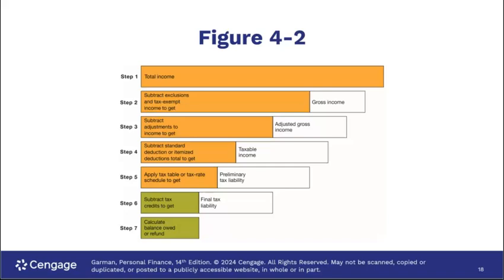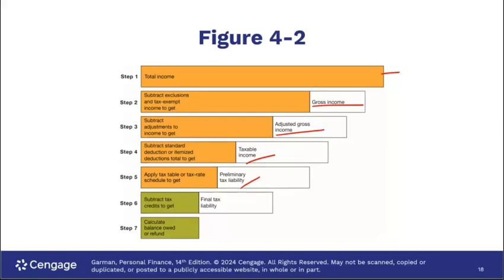Figure 4.2 restates the steps. So you've got total income. You subtract exclusions to get gross income. You subtract adjustments to get adjusted gross income. You subtract your standard deduction or itemized deductions to get your taxable income. Apply your tax rate, tax table, or tax rate schedule and get your preliminary tax liability.